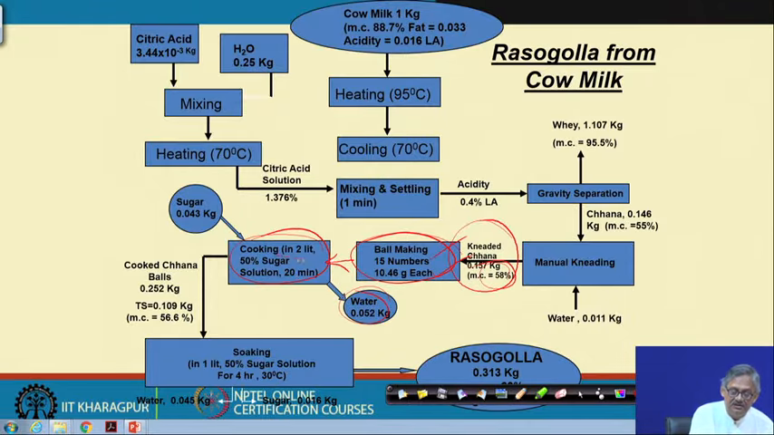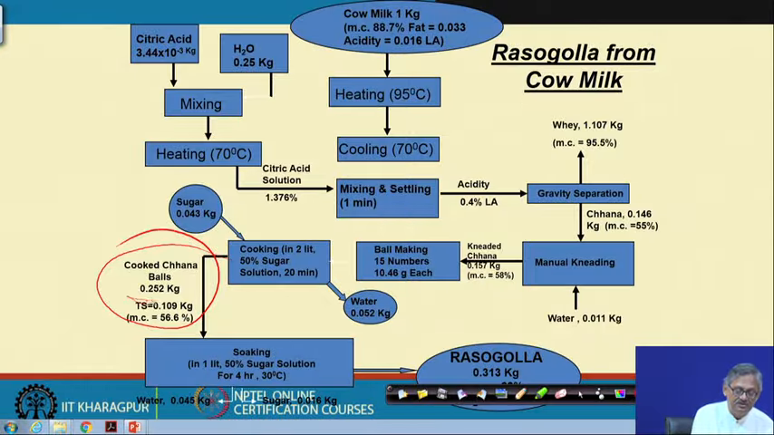Cooking is done in 2 liters of 50% sugar solution for 20 minutes. Sugar was added, 0.043 kg, and then you get cooked chana balls of 0.252 kg, total solid 0.109 kg, with a moisture content of 56.6%. Then it is soaked in 1 liter of 50% sugar solution for 4 hours at 30 degrees centigrade, right.